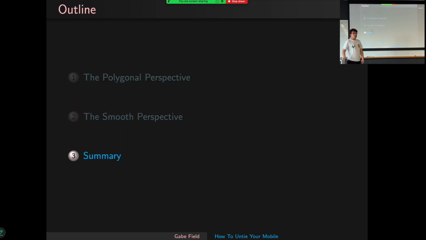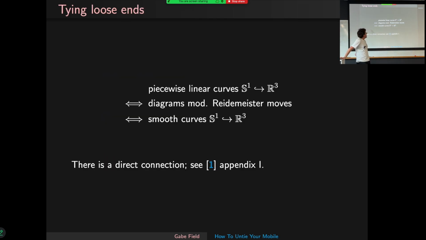In my last little bit, we've read both sides of the book. Let me now close it up. So what we've seen is that piecewise linear injective curves from S1 into R3 are the same as diagrams modulo Reidemeister moves are the same as smooth versions of these curves. One can ask whether there's a direct connection from here to here instead of going via diagrams, and there is. You can read Appendix I of chronologics.